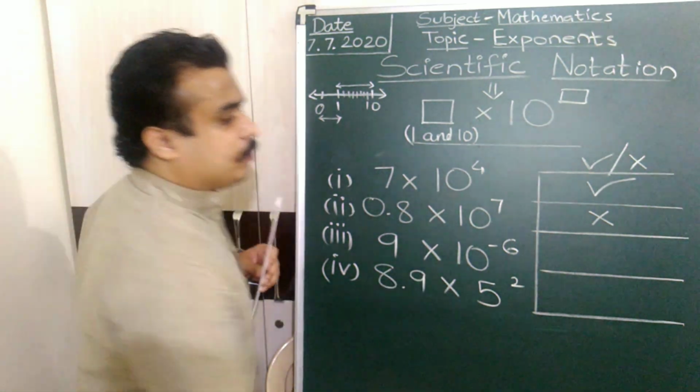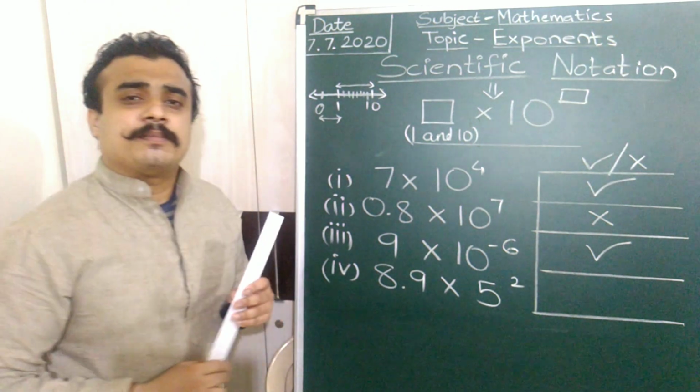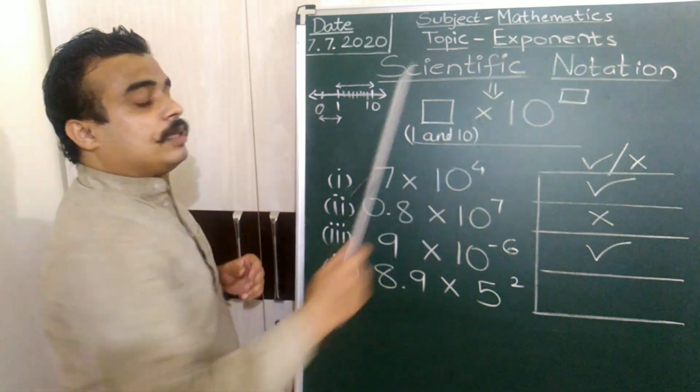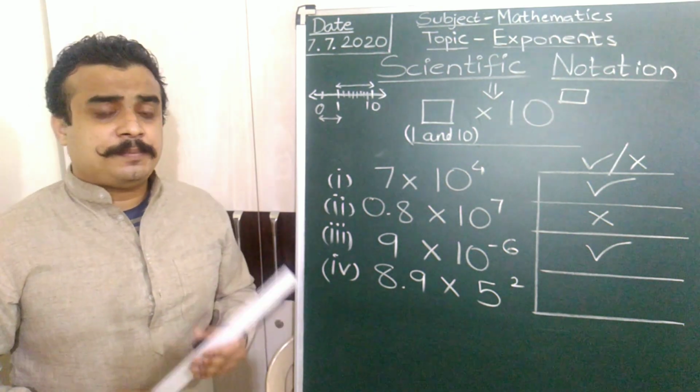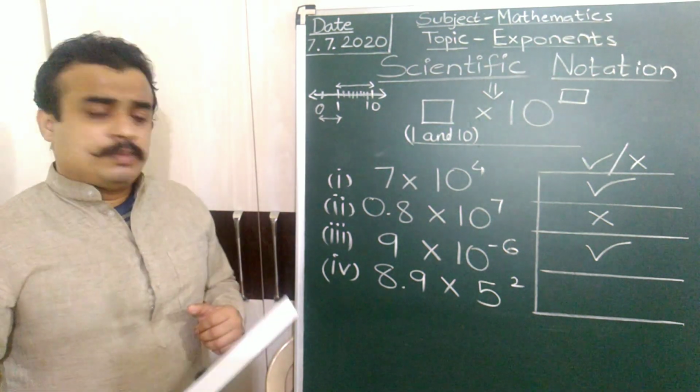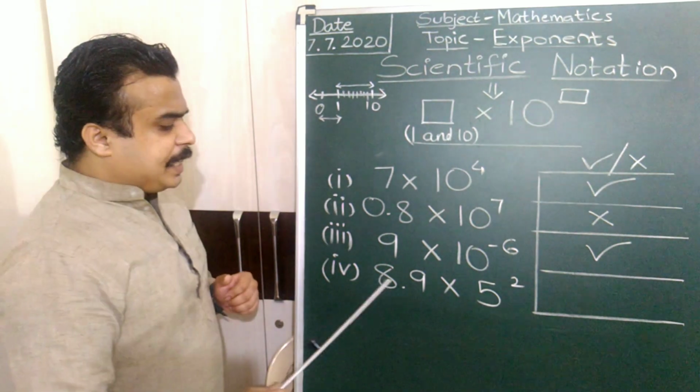Okay, now that means it is a scientific notation. So in short, the power can be positive or it could be negative. Okay, now we will move on to the next example.